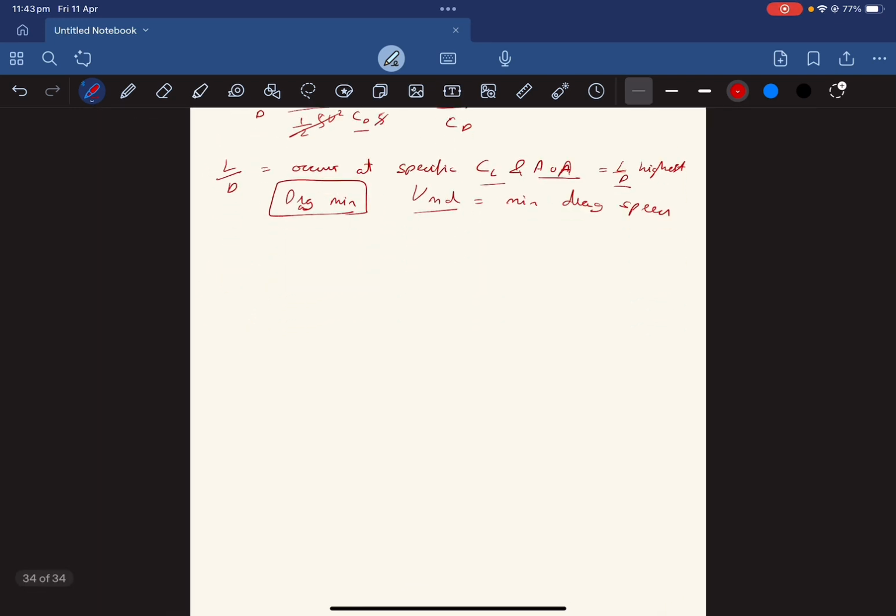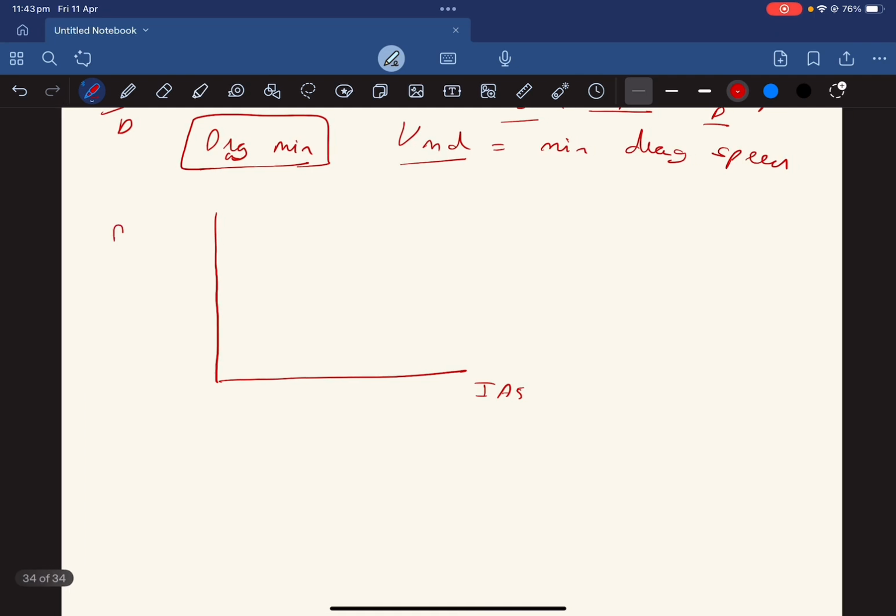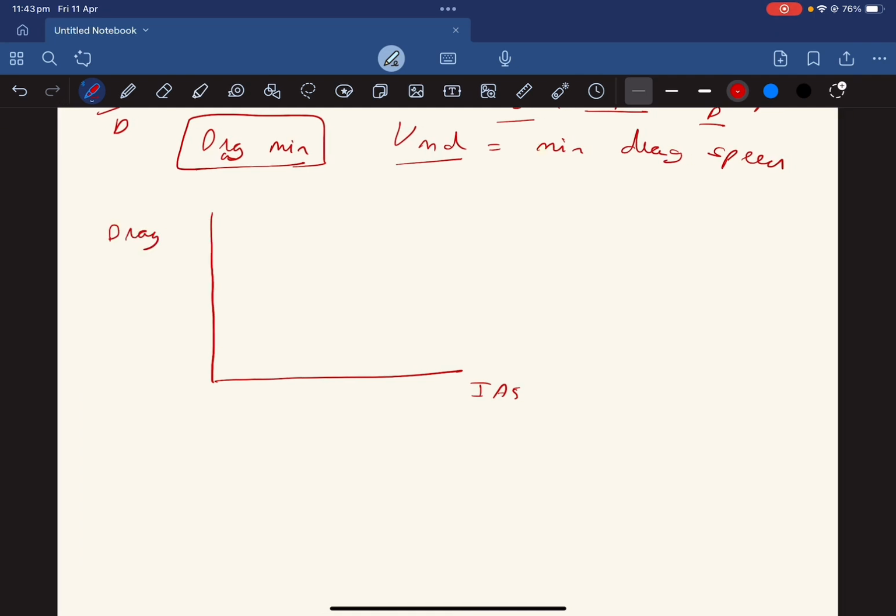So if I make a graph for you guys over here, let's say on the x-axis I have my speed, on the y-axis I have my drag. Alright, let's talk about parasite drag. So what happens to parasite drag? I hope you remember parasite drag is proportional to speed squared. Correct? Am I right? Yeah. So as my speed increases, my drag increases.